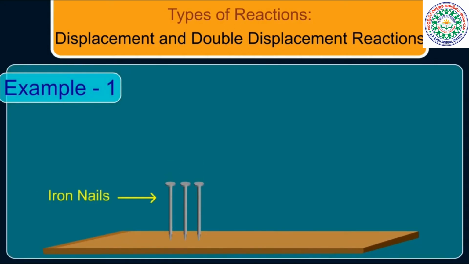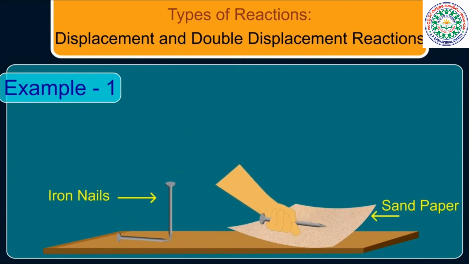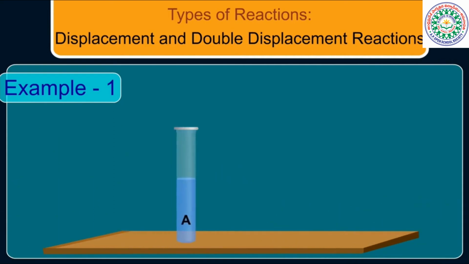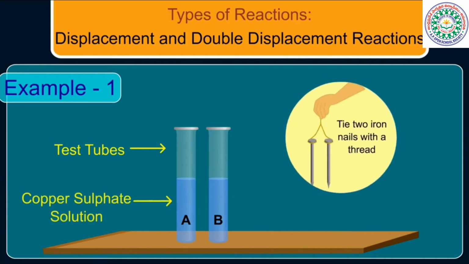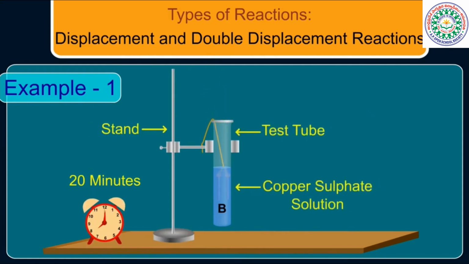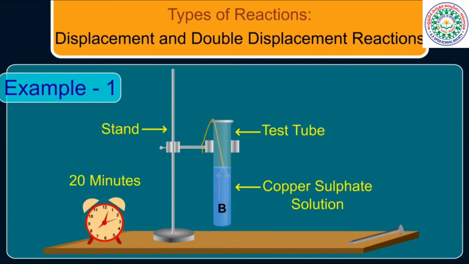Take 3 iron nails and clean them by rubbing with sandpaper. Then take 2 test tubes marked as A and B. In each test tube, take about 10 ml copper sulfate solution. Tie 2 iron nails with a thread and immerse them carefully in the copper sulfate solution in test tube B for about 20 minutes. Keep 1 iron nail aside for comparison.